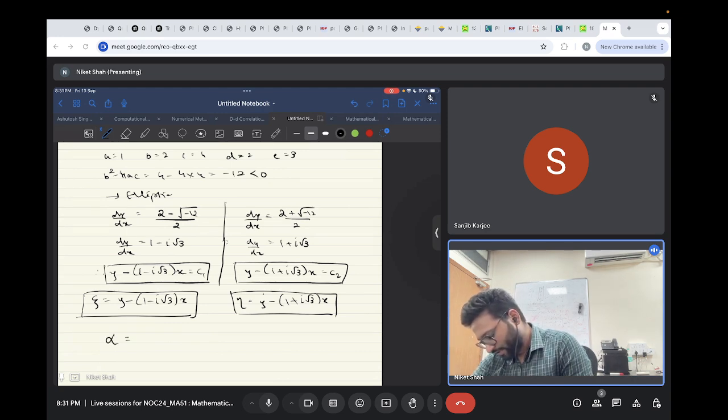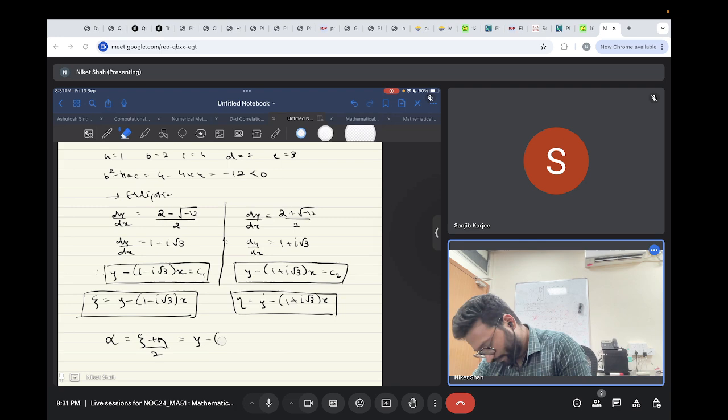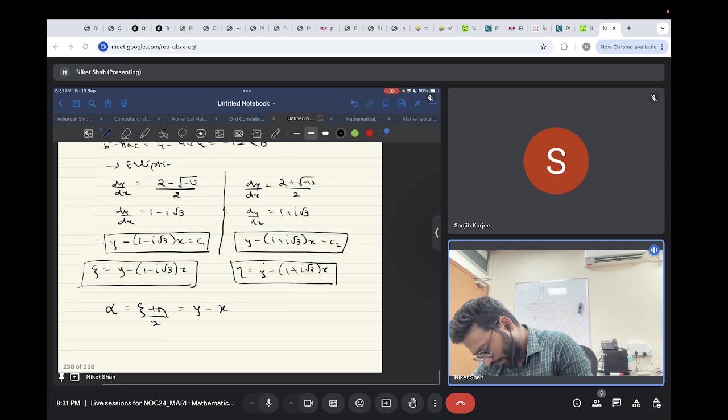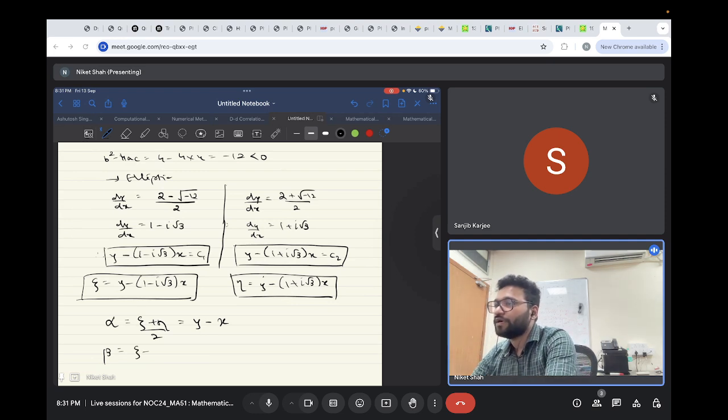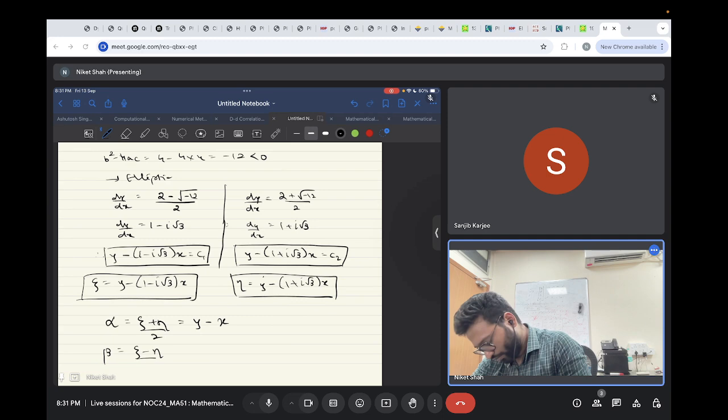The method prescribed in the lectures is, we define two variables alpha and beta. Alpha is zeta plus eta by 2. That gives you zeta plus eta by 2, so y remains the same, minus 1, this remains the same. So y minus 1 apparently becomes y minus 1, right? And then this beta is zeta minus eta by 2i.